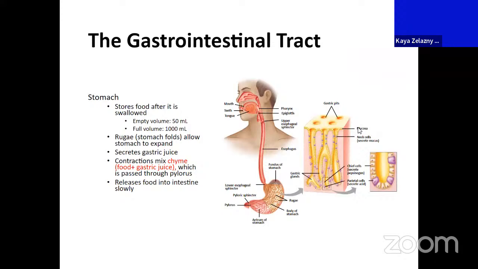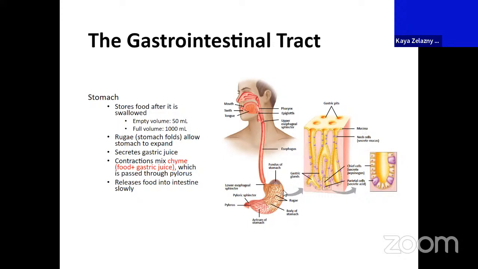So from the esophagus and that lower esophageal sphincter, we're making our way into the stomach. This is where we are storing our food, okay? So when your stomach is empty, it should be about 50 milliliters in terms of its contents. When it's full, you can contain up to about 1,000 milliliters within the stomach. So like a liter, basically, of stomach contents here.